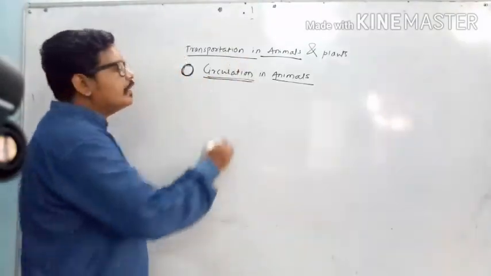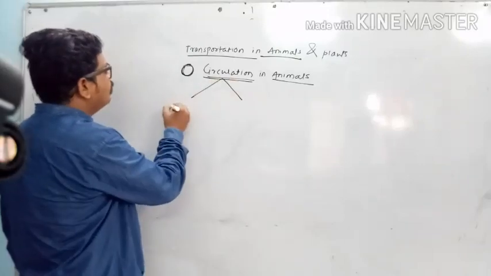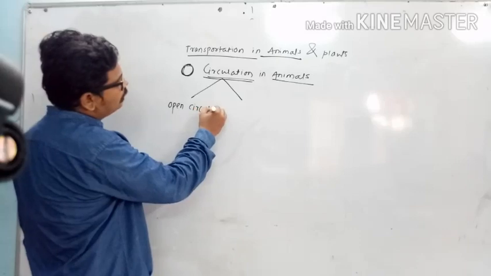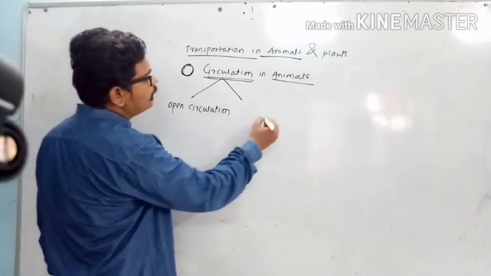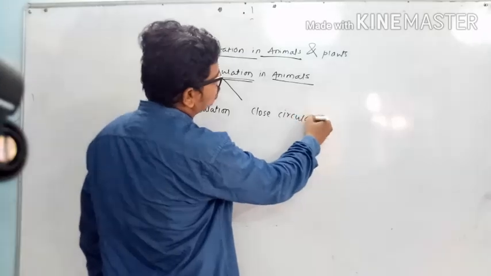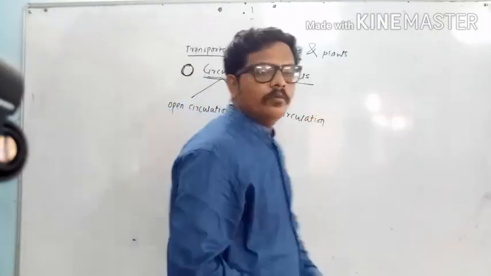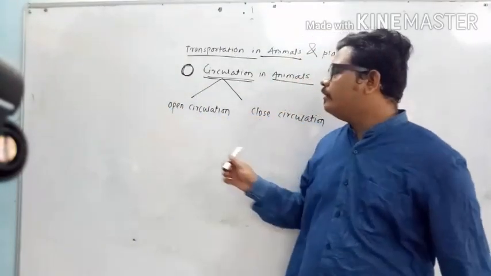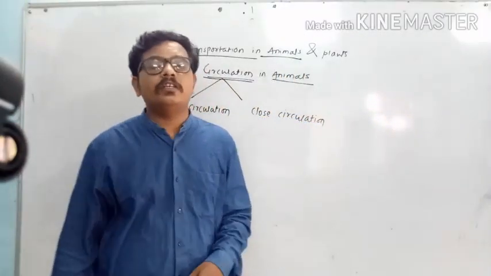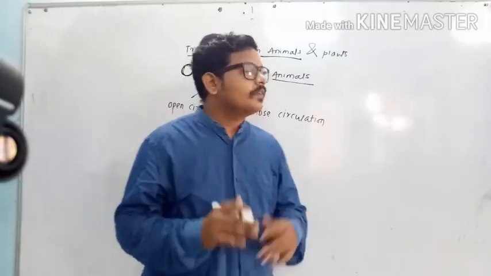Okay, there are two types of circulation. One is open circulation and another is closed circulation. These are the two types of circulation. So what is the difference between open circulation and closed circulation?